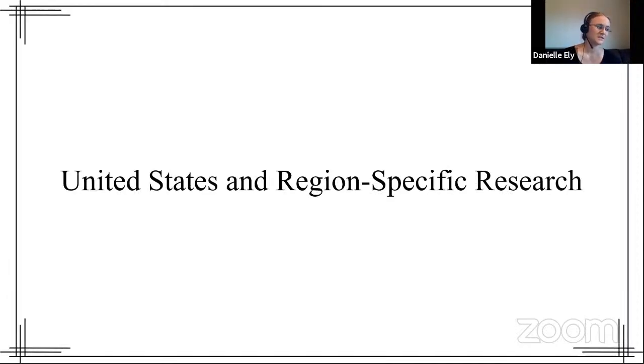Some of the United States and region specific research that we have done has looked at either the United States as a whole or broken down by state. We've also done research that has included looking at rural and urban areas. We've used our data files to look at Appalachia and Delta versus the United States.